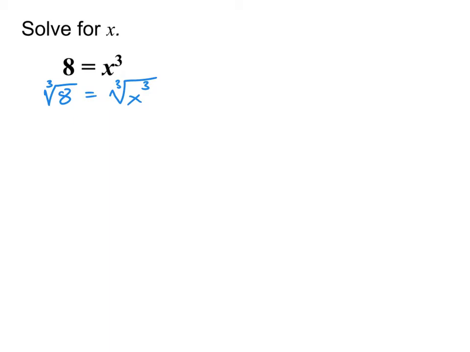On the left side, the cube root of 8 calculates to just be 2. And on the right side, remember rational exponents means that it's x to the 3 over 3. 3 over 3 equals 1, so that just equals x to the power of 1, which is just x. That's why the cube root undoes cubing.